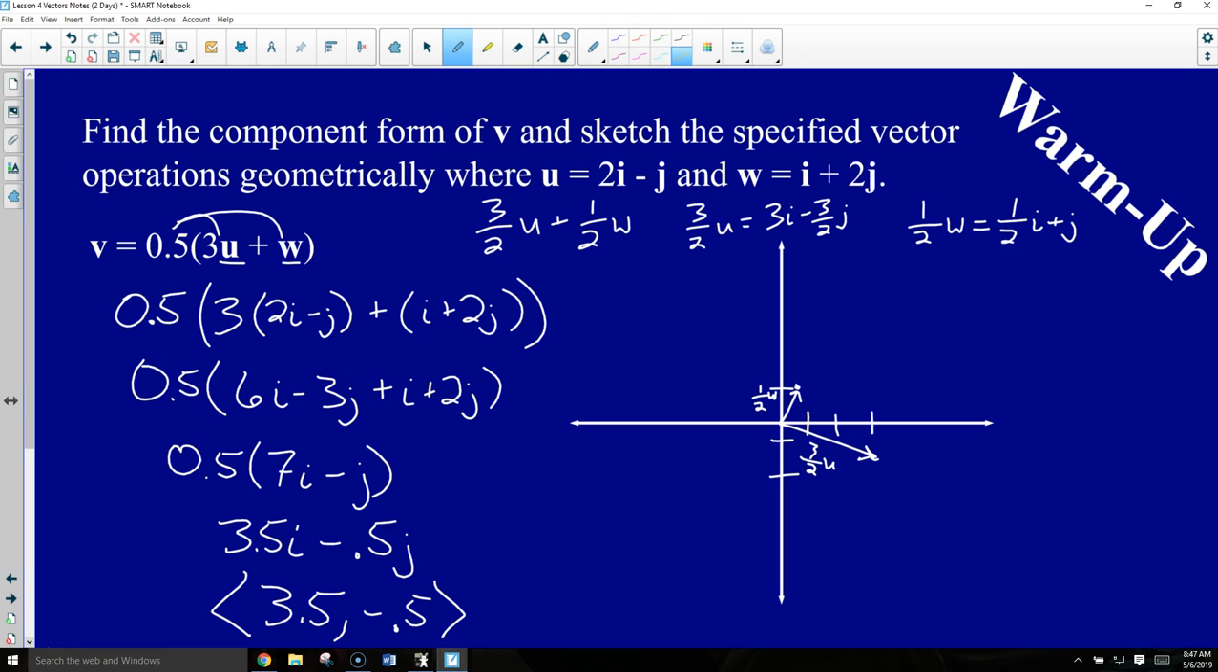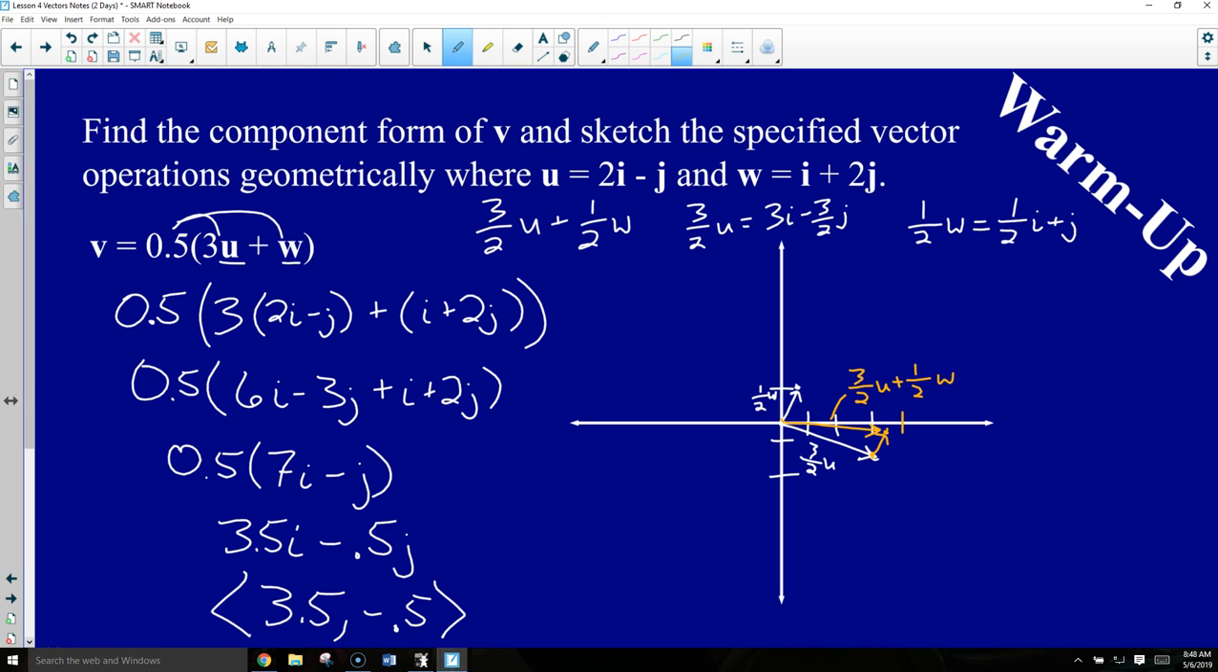So if I added those two together, remember I would take the initial point of w and move it to the terminal point of u. So I'd be going over 1/2, up 1. So that would be, whoops, sorry about that. Over 1/2, up 1 would move me up to 1/2. So this directed line segment here is the 3/2 u plus 1/2 w.